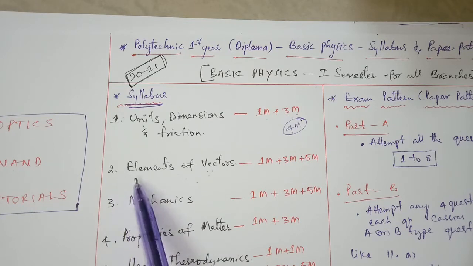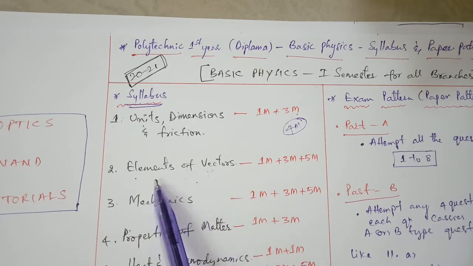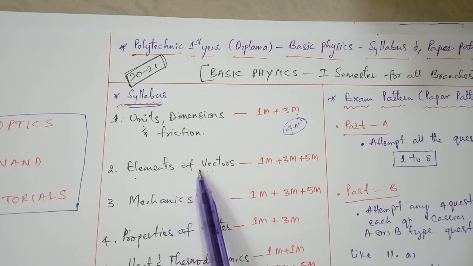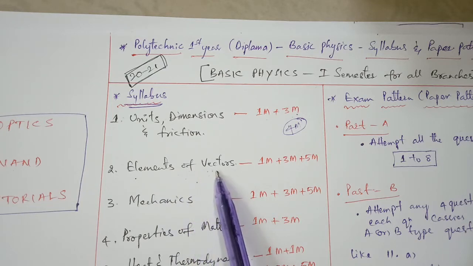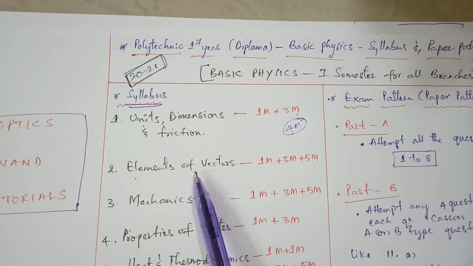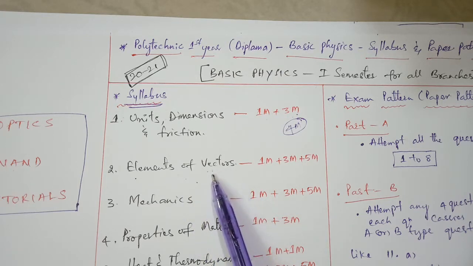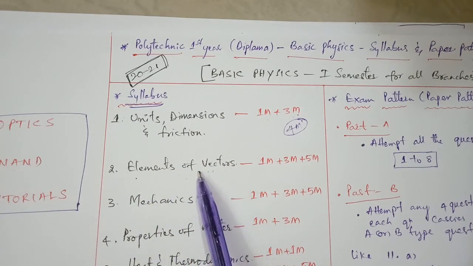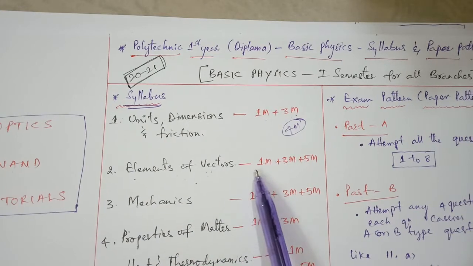And if you see the second chapter, elements of vectors, okay. What is a physical quantity, what are the types of physical quantities, what is a vector, and what is a scalar, what is addition of vectors, subtraction of vectors and multiplication of vectors, like the parallelogram law of addition, triangle law of addition, and scalar product, vector product. All these topics belong to elements of vectors.